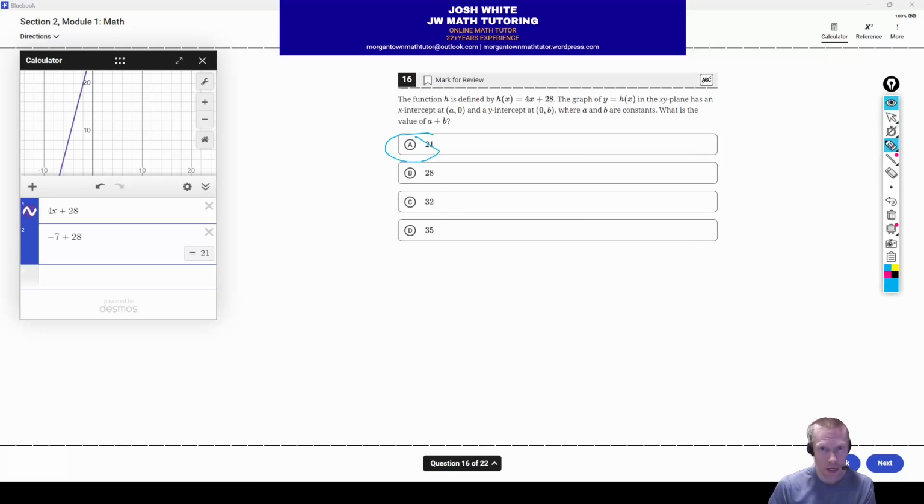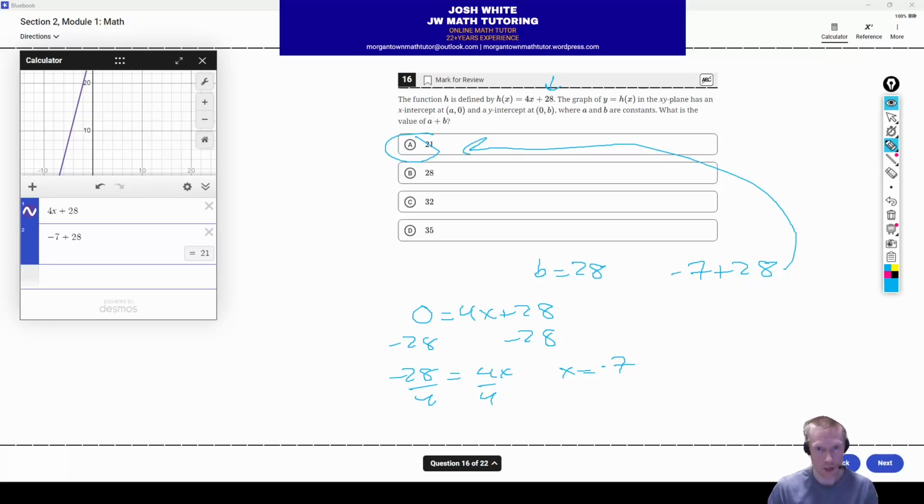Now, a couple things. Notice this is in slope-intercept form, so we actually already know that b is 28. And now for the x-intercept, if you were to solve it out, you would basically replace the h of x with 0 and then solve. So you subtract 28 and you get 4x equals negative 28, and you divide by 4 and you get x equals negative 7. And then lastly, add them together. Negative 7 plus 28 is 21. Same answer I got from Desmos, but it takes a little bit longer. It's a little more work, but it works as well.